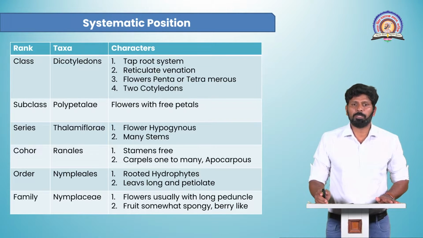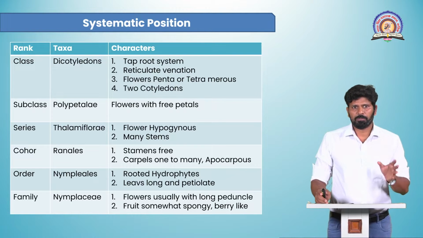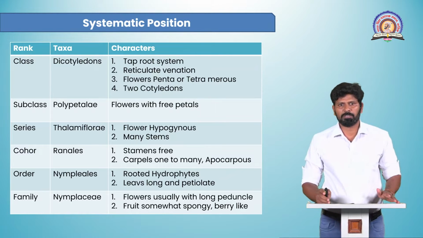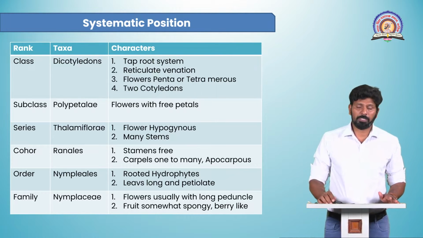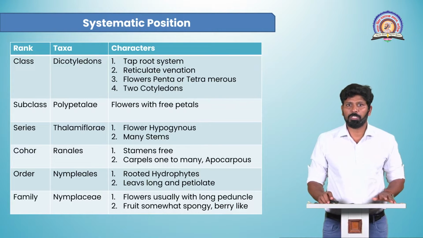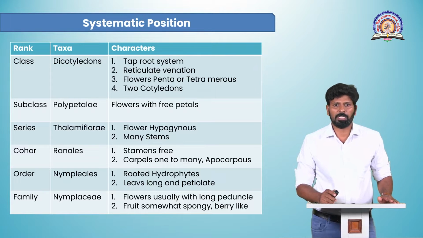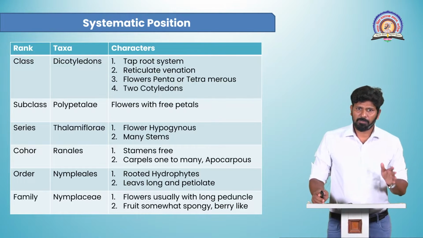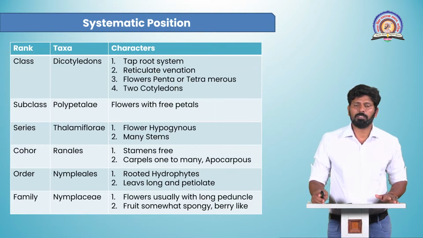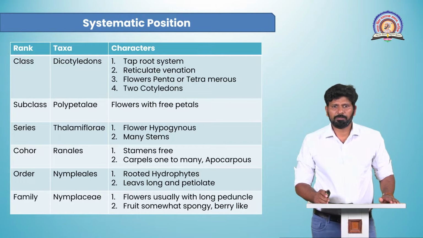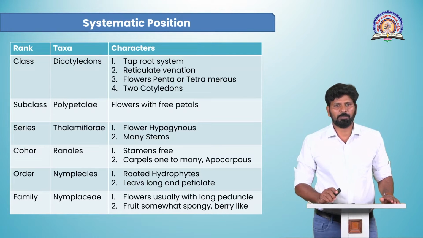Then subclass Polypetalae. We know that there are different conditions of petals, gamopetalous or polypetalous. Flowers in which the petals are free are called polypetalous. So the subclass is Polypetalae because the flowers have free petals. Then series Thalamiflorae. The characters are that the flower is hypogynous and the stamens are many. Then cohort Ranales, with stamens free, carpels one to many, and an apocarpous condition.